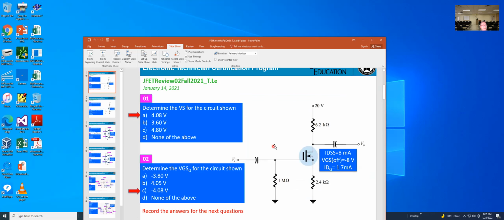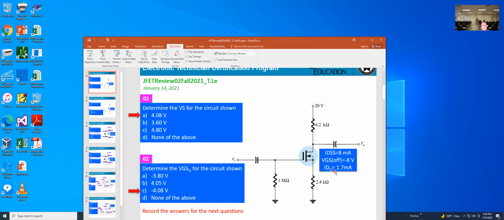For this circuitry here, they want to know what the V8. They already given you ID, 1.7 milliamp. Same thing, the current ID, I have the same. You want the V8. Just take the current times 2.4 kilo ohm. The answer number 1 will be A.